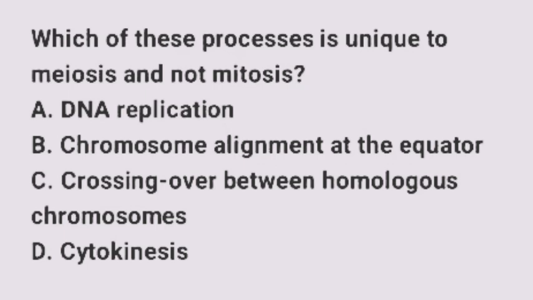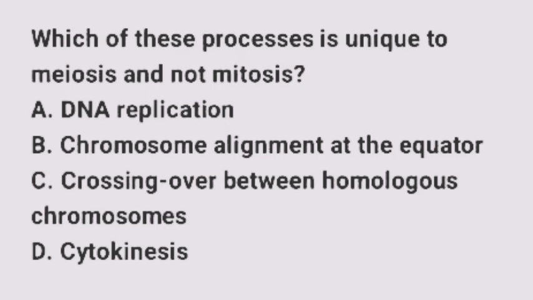Question 9 says, which process is unique to meiosis and not mitosis? Option A, we have DNA replication. Option B, we have chromosome alignment at the equator. C, we have crossing over between homologous chromosomes. And D, we have cytokinesis.